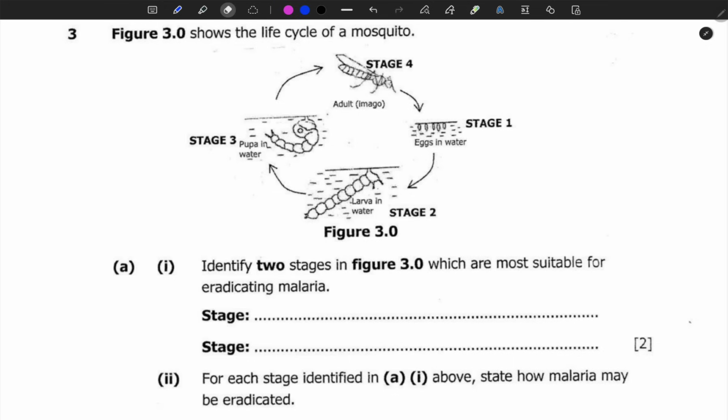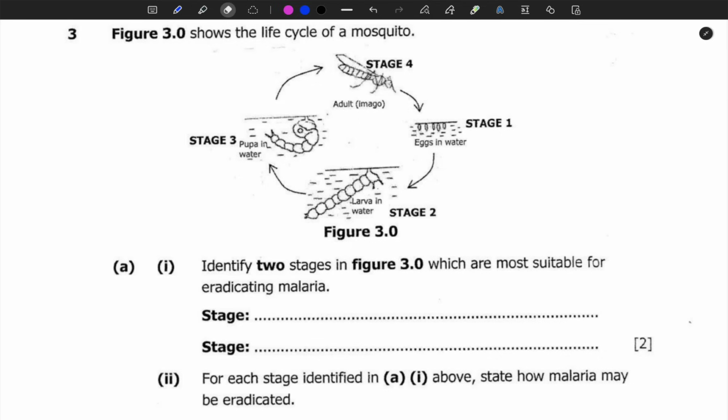So we move on to a question under the life cycle in relation with diseases. Figure 3.0 shows the life cycle of a mosquito. So a mosquito is an insect. Sometimes you may have 2 or 3 topics combined together and they make some questions. At times they may give you a skeletal system, so you need to know the skeleton found in insects, then also the life cycle, then the type of diseases that can be caused by that insect that you are looking at.